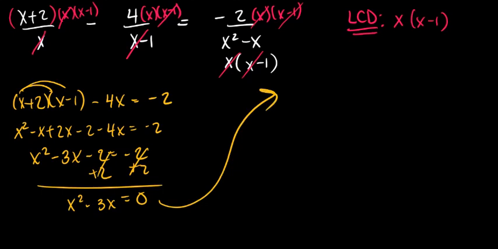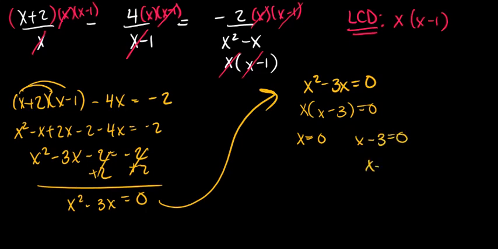And so remember, the goal is to solve, right? In order to solve, we got rid of those denominators. Now we don't have any denominators. So now we just have an equation with just variables and terms. And so I'm going to factor here: x times x minus 3 equals 0, and solve. So x is 0, and then x minus 3 equals 0, x is 3. And so here are my two solutions.